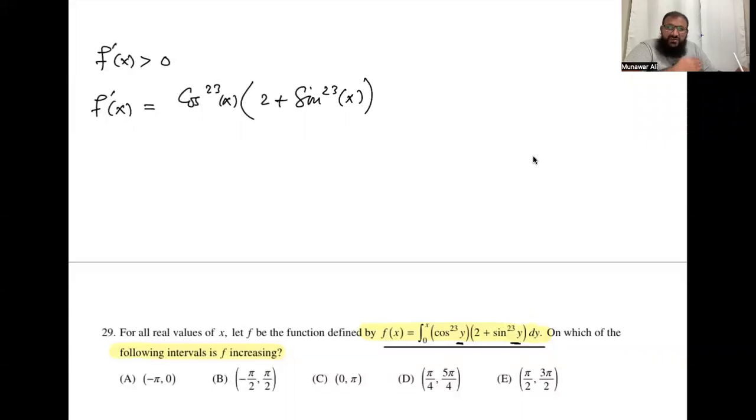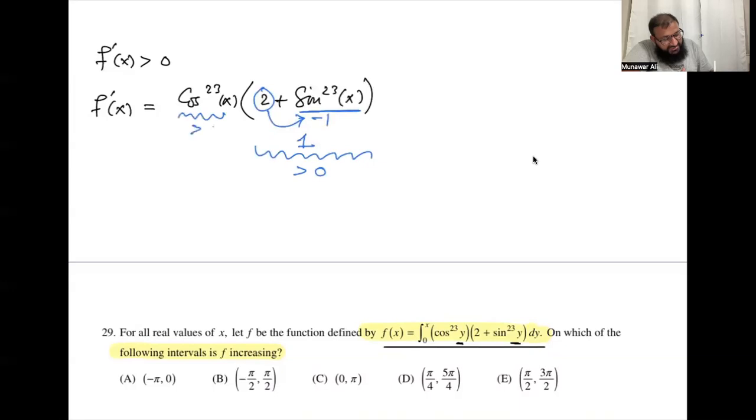Now to look for the values of x for which this derivative is greater than 0. For the second term, you know very well, sine takes values between positive 1 and negative 1. So the minimum value is negative 1. So this 2 is there, 2 minus 1 is 1. So this second bracket is always going to be greater than 0, because it will give me at least 1, or at most 3, because sine takes values between negative 1 and positive 1. So this second bracket is always greater than 0.